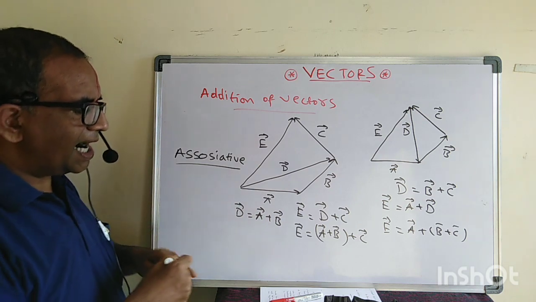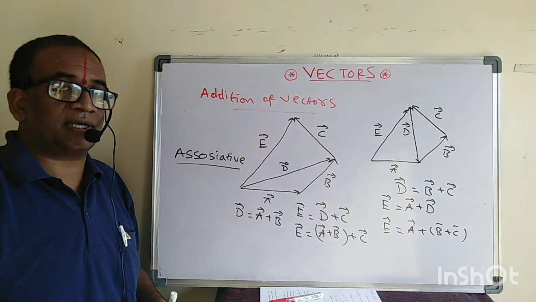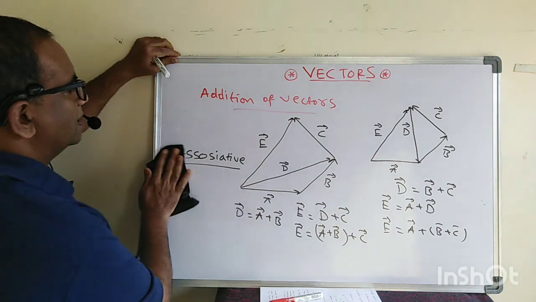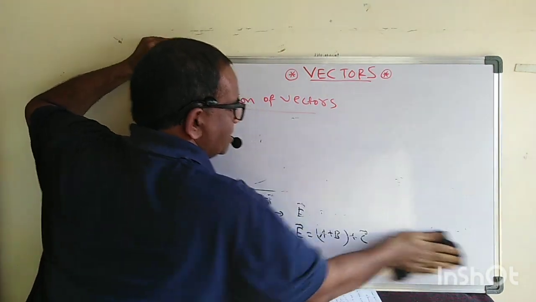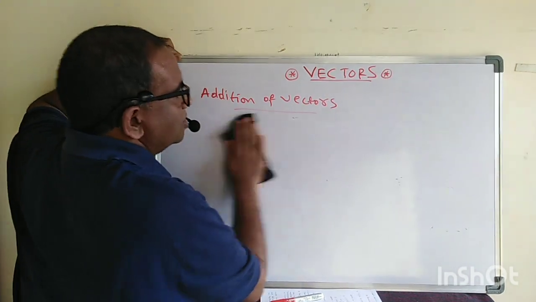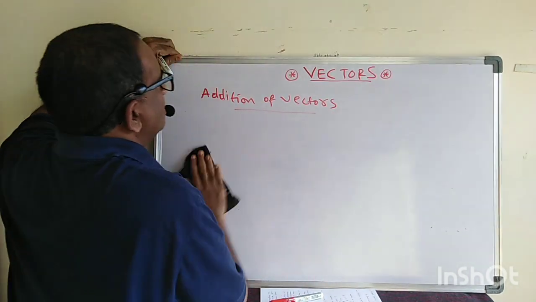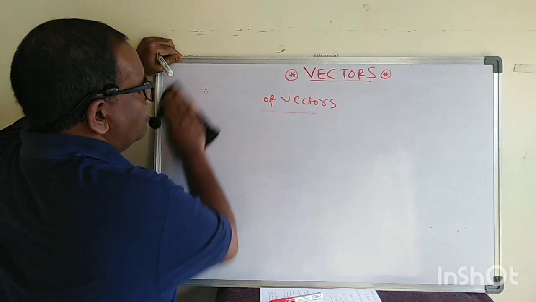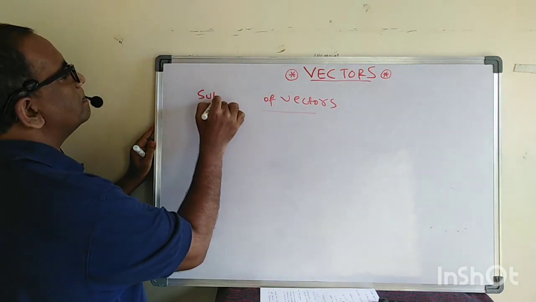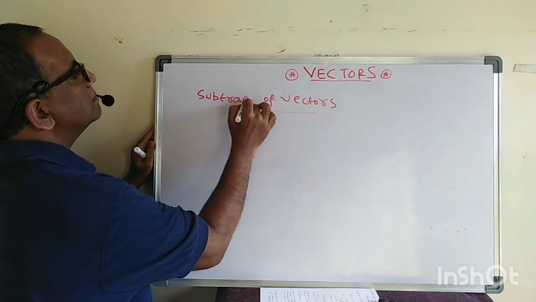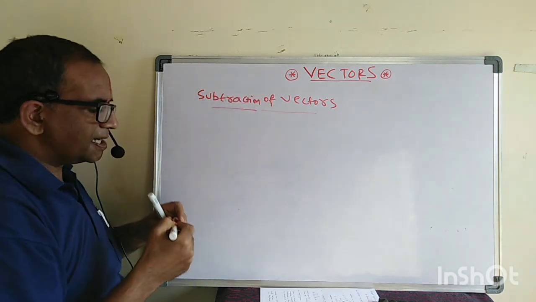But here see whenever you are adding vectors, why can't we try the subtraction of vectors? Okay, see let us try the subtraction of vectors. The subtraction of vectors means what here? So here let us try. Let us try subtraction of vectors. Okay, see subtraction. Now see the subtraction of vectors.